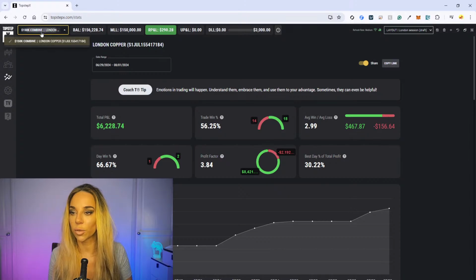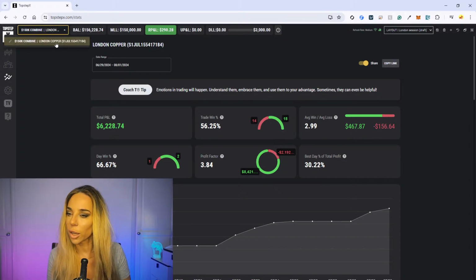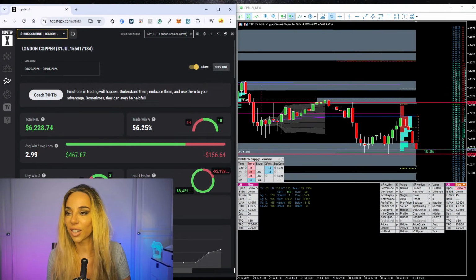This is where the naming of the sessions is so cool. Because now even if I get more combines here, I'll be like, well, which one was the one that I was doing for copper? Oh, that one. Okay. Very nifty little feature.